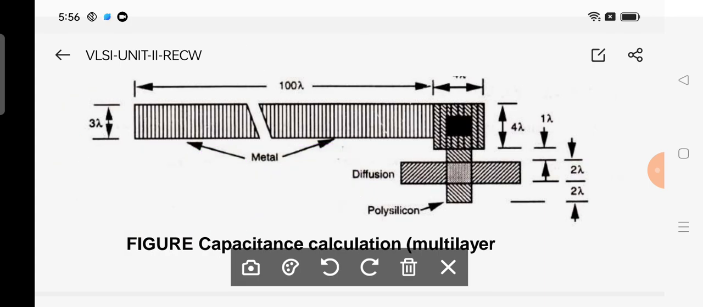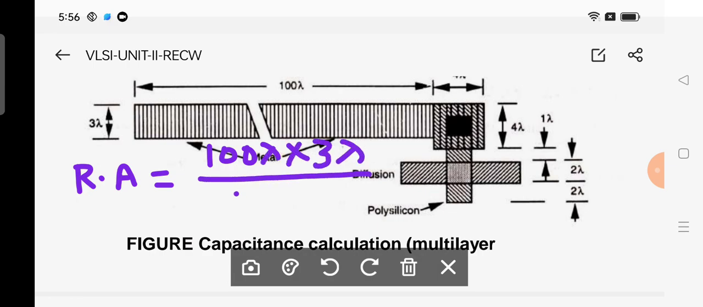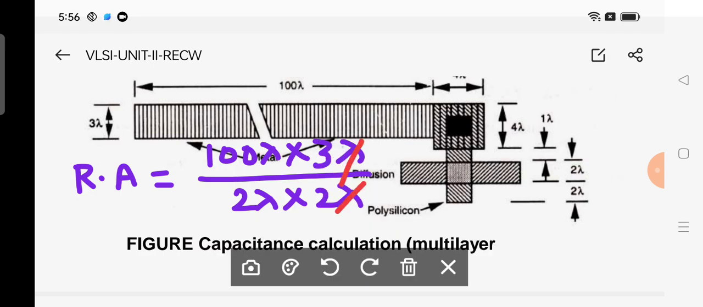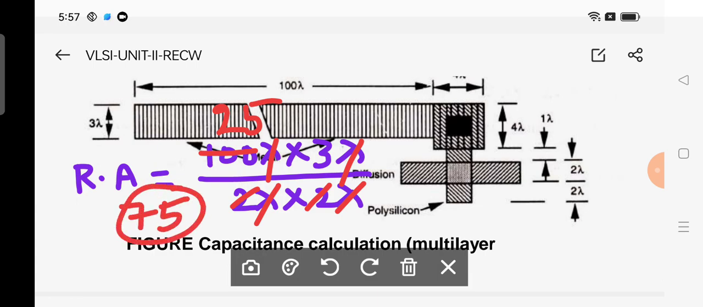You can observe that the relative area for the metal is equal to 100 lambda times 3 lambda divided by 2 lambda times 2 lambda. Now observe very carefully. Lambda gets cancelled. 2 2s are 4, 4 25s are 100, then 25 times 3 is 75. That is the relative area of the metal. Is it clear?